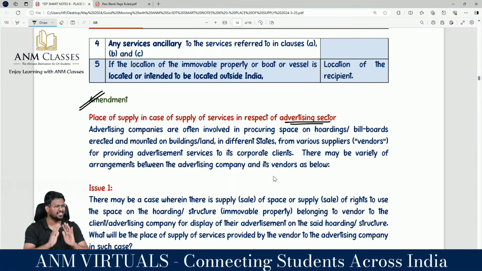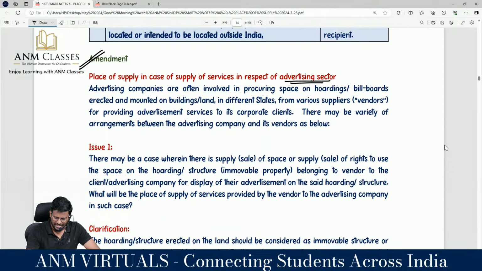destination for CA students. My intention is that anyone traveling through that route should be able to see ANM Classes. Like this, many advertising companies will book the spaces, and their corporate clients like ANM Classes, GRT Jewellers, Malabar Jewellers, these people will book the slot. Yes, sir. And they will put up their very big hoardings. So there may be a variety of arrangements between the advertising company and its vendors, as follows.